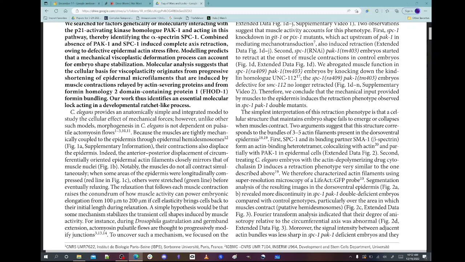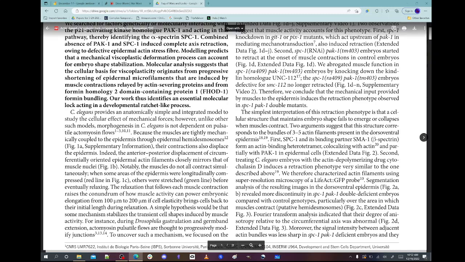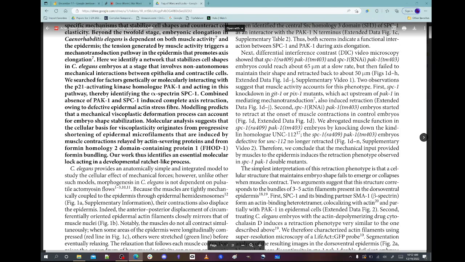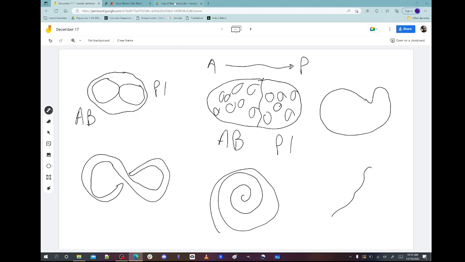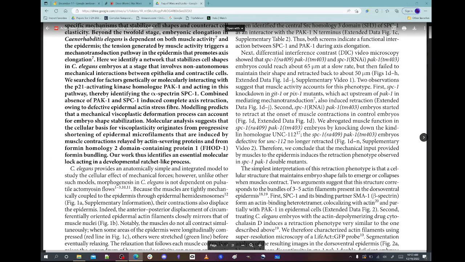So this mechanism can vary based on the mutant that you're looking at. In C. elegans, we have defined mutants. We can actually look at some of these things with SPC1 and PAK1 mutants. We can look at how these embryos, in these double mutants, could reach about 65 microns at a slow rate, but then failed to maintain their shape and retracted back to about 50 microns. So looking at the length of the embryo, what they're saying is that in these double mutants, you get an elongation to 65 microns and then back down to 50 microns. So it actually loses its elongation over time. And this is a product of the different molecular mechanisms that are going on in these mutants.